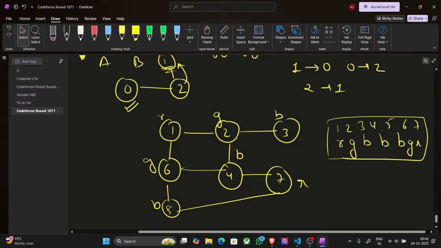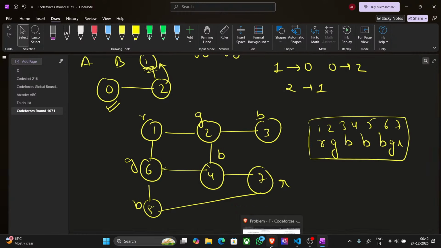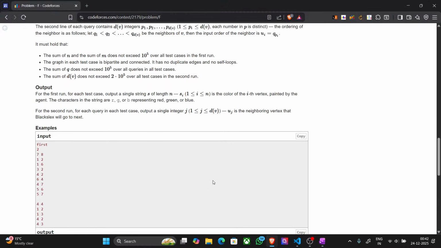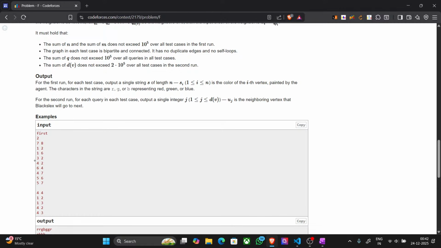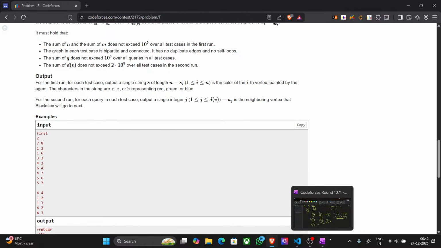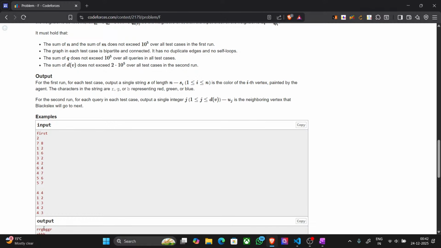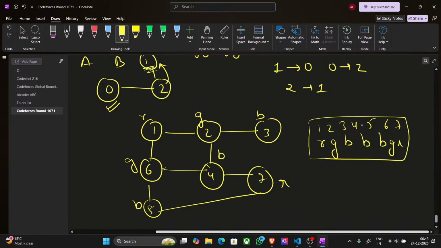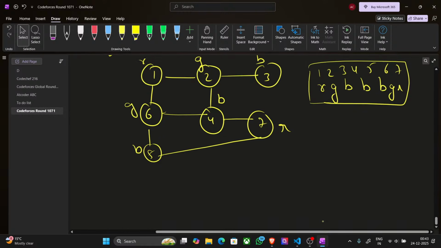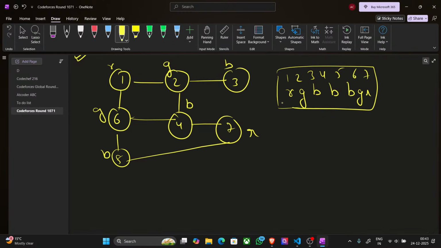For 7 nodes, this will be my string, right? I've taken the same example which was presented there in this test case. Here it is saying R, R, G, B, G, G, R. I don't care, because my strategy is currently working, so I will stick to my strategy. It is not saying that you cannot make multiple strategies. Okay, so this is correct for this particular graph. I have made the coloring like this. Now the Black Slacks will get a string.